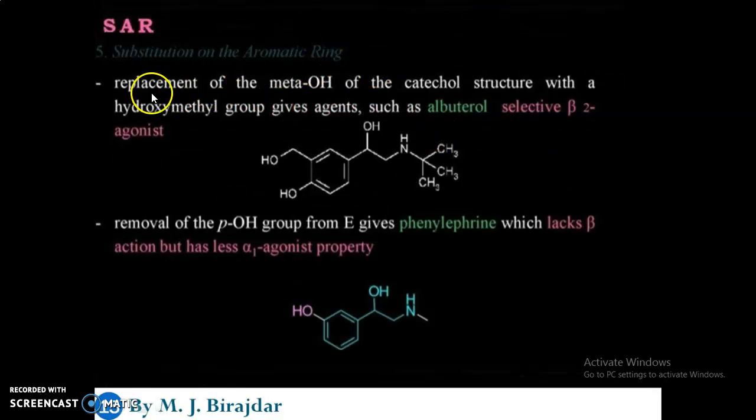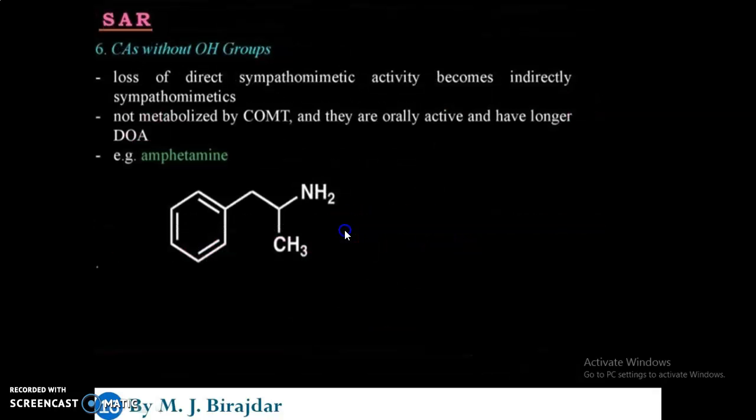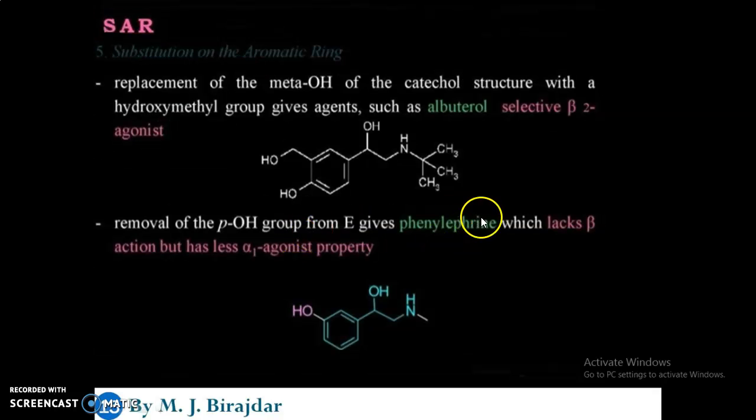Substitution on the aromatic ring. Replacement of the meta-hydroxyl group of the catechol structure with the hydroxymethyl group gives agents such as albuterol, a selective beta-2 agonist. This is the structure. Removal of the para-hydroxyl group gives phenylephrine, which lacks beta action but has alpha 1 agonist property.